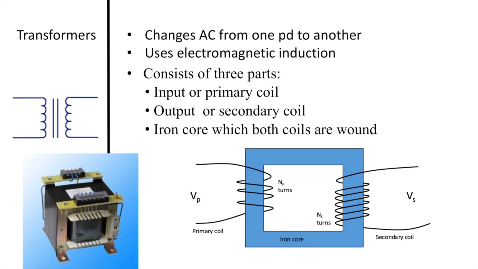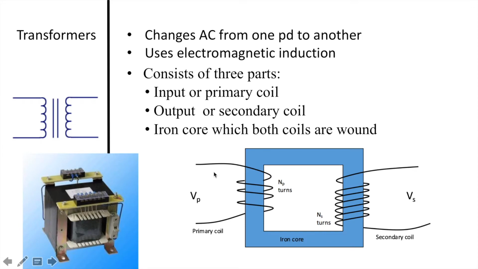A transformer is an electrical device which either increases or decreases the magnitude of an alternating voltage by utilizing the phenomenon of electromagnetic induction. There are 3 parts that make up a transformer.